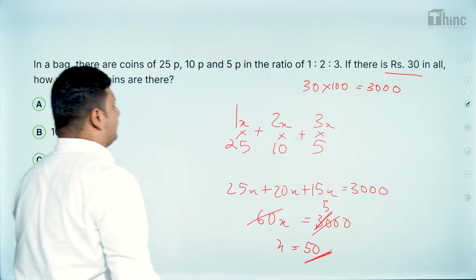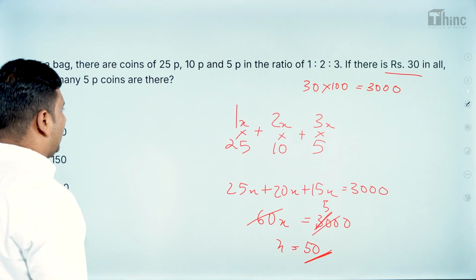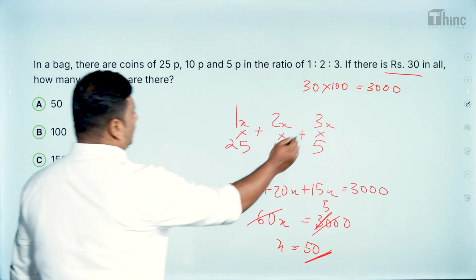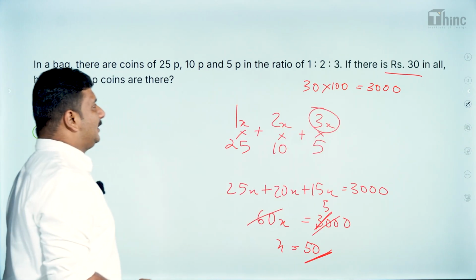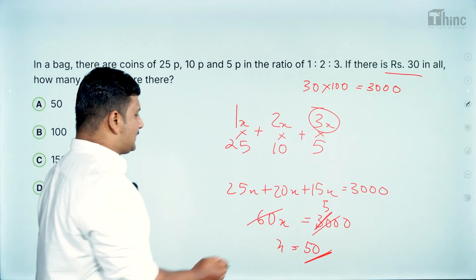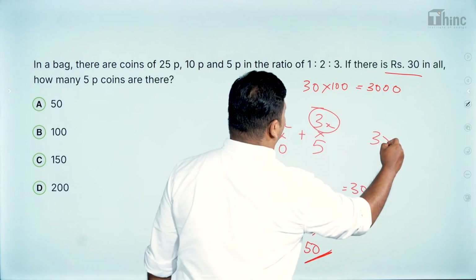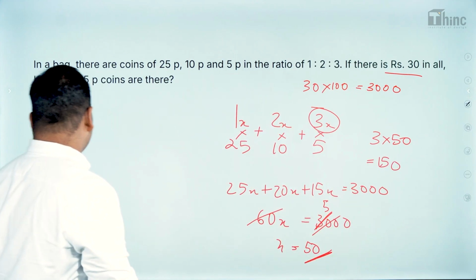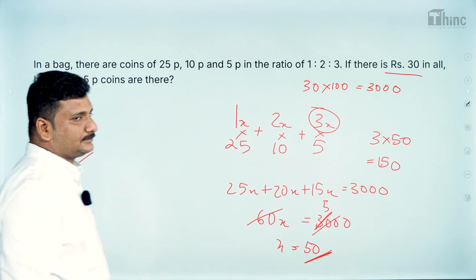So we got the value of x as 50. So we need to find out the number of 5 paise coins, right? So number of 5 paise coins is nothing but 3x. So x is 50. So number of 5 paise coins is 3 into 50, which is nothing but 150. So 150, option C will be the correct answer.